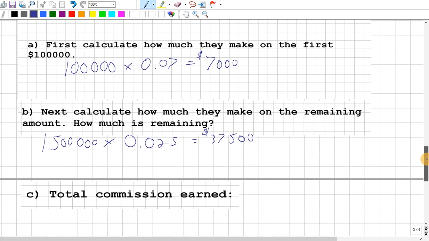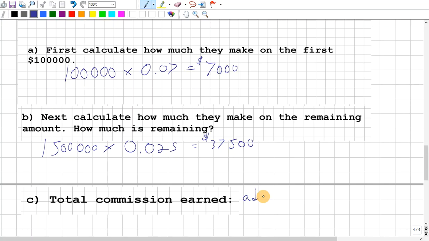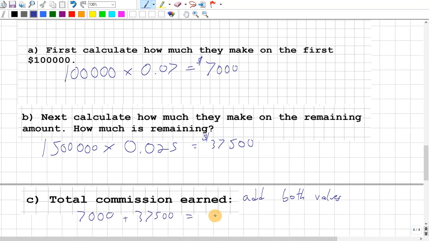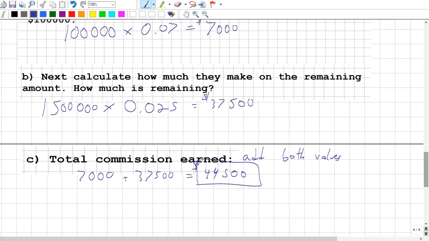So finally, for the total commission earned, we're going to add both. I have $7,000 from the first $100,000 that he made 7% commission on. And now I have $37,500, which is how much he made on the second portion. I'm going to add on 7,000 to get 44,500. And that's how much money a realtor could make on a $1.6 million home.